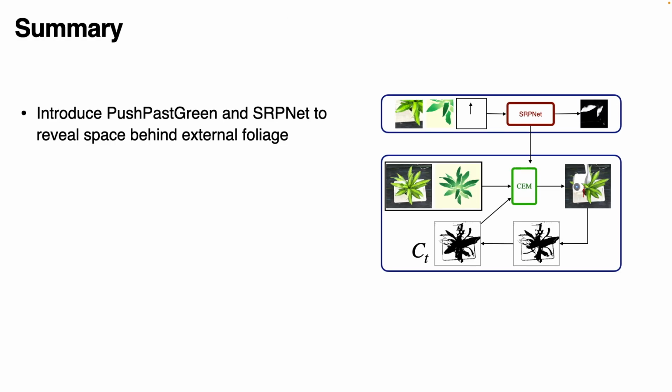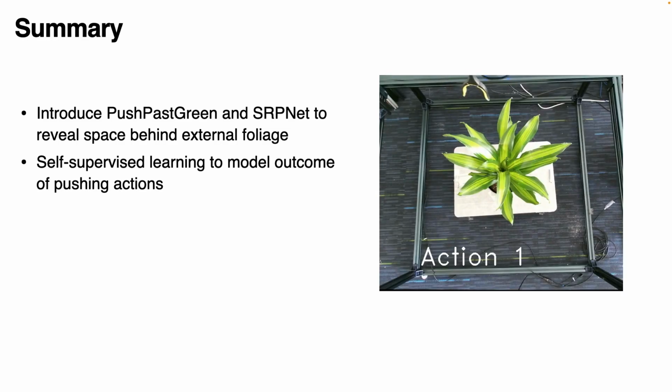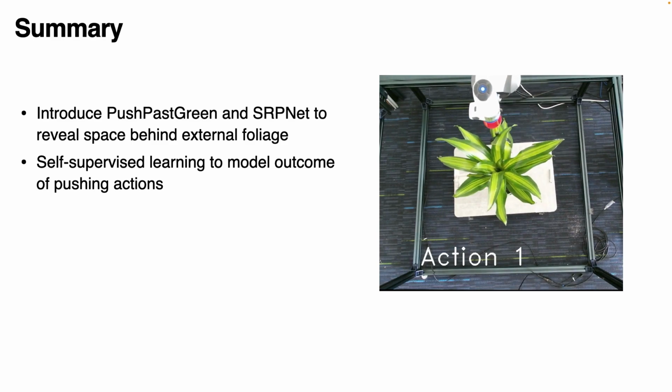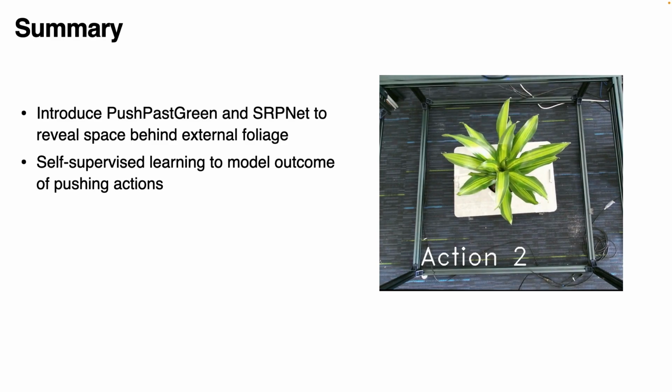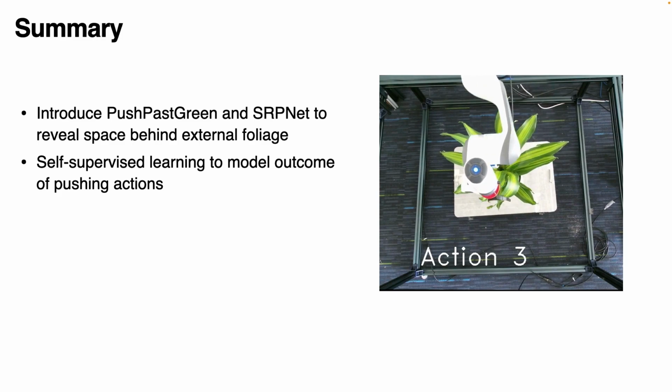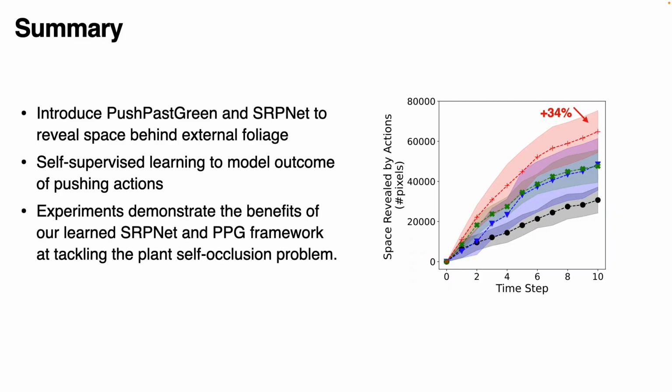To summarize, we introduced push-pass-green and SRPNet to form a policy to reveal space behind external foliage. We use self-supervised learning to model outcomes of pushing actions, specifically which area is revealed after the action. This allows us to sidestep the difficulty associated with modeling the precise next state of plants after actions. Experiments on different settings demonstrate the benefits of our learned SRPNet and the push-pass-green framework for tackling the plant self-occlusion problem.